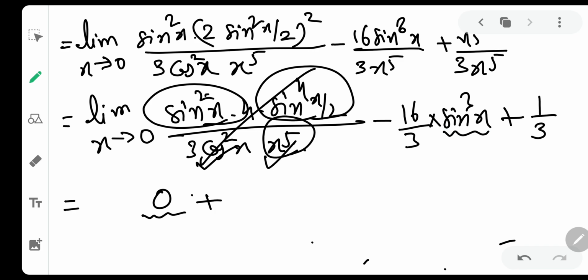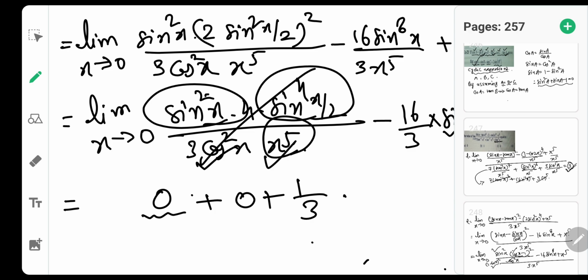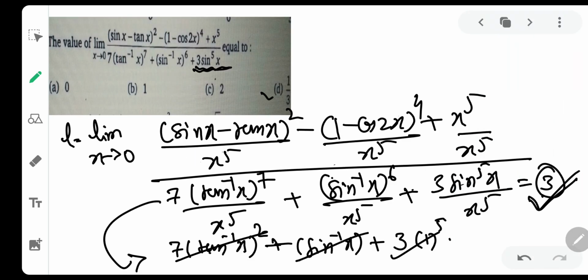Again here 3 powers of sin will give us 0, and then what remains is 1 by 3. So the answer to this question is 1 by 3, which is our option D.